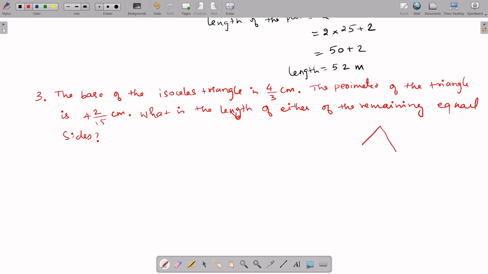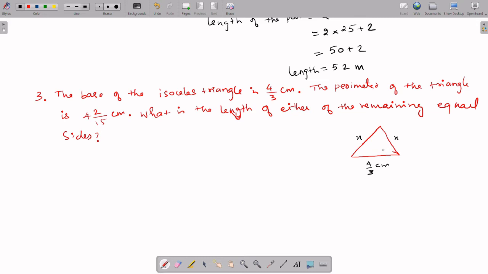So this is our isosceles triangle, isn't it? In this triangle, we have the base given to be 4/3 centimeter, and we have to find out the remaining two sides, that are taken to be x. Okay, so we take that value to be x.